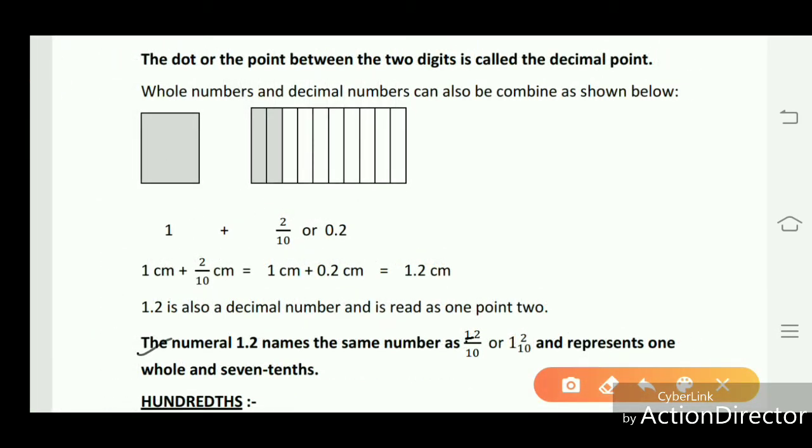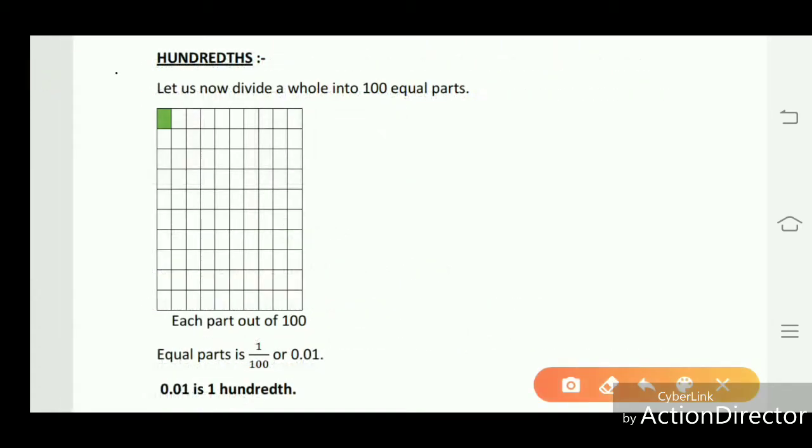So here the numeral 1.2 names the same number as 12 upon 10 or 1 whole 2 upon 10, and represents 1 whole and 2 tenths. Now hundredths. Let us now divide a whole into 100 equal parts. In this figure we divide one whole box into 100 small parts, and each part out of 100 equal parts is 1 upon 100 or 0.01.